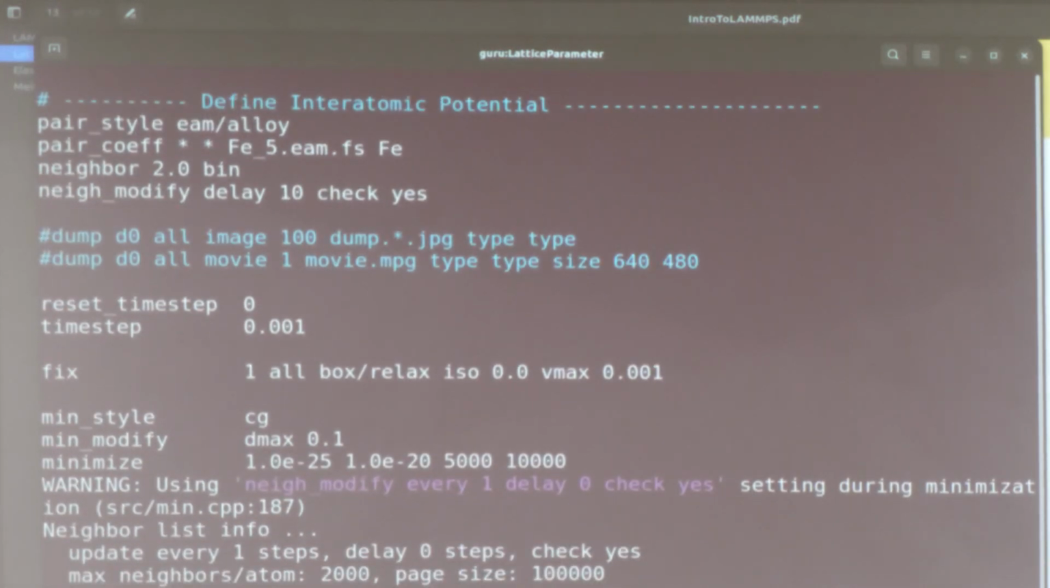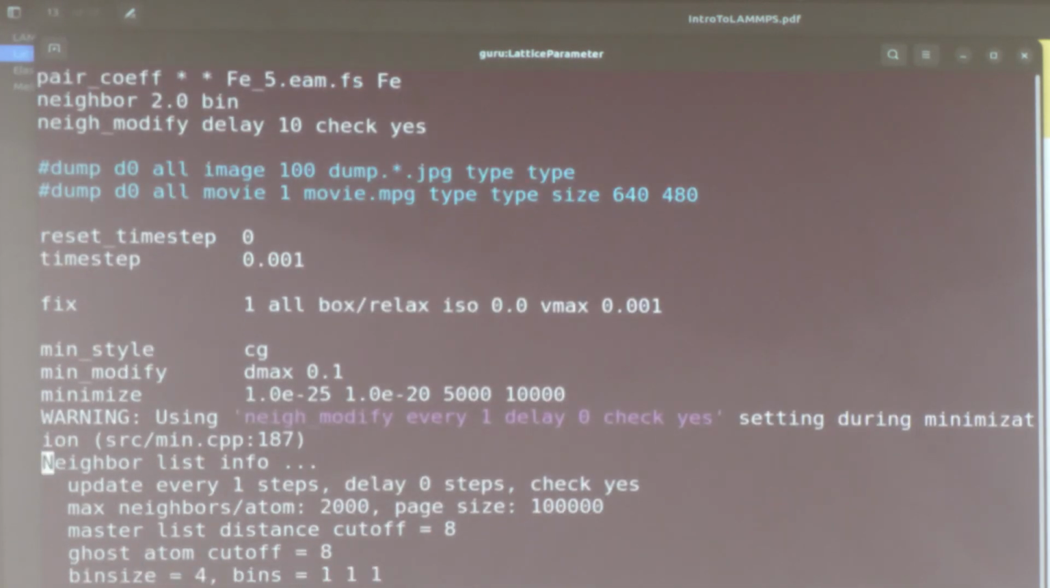There is a warning. Using neighbor modify every 1, delay 0, check S setting during minimization. So, I do not know why this is the warning. It does not like that neighbor modify delay when it is running into the minimization. So, warnings are okay, but sometimes it is worthwhile to try to understand why there is a warning and what it expects and so on.